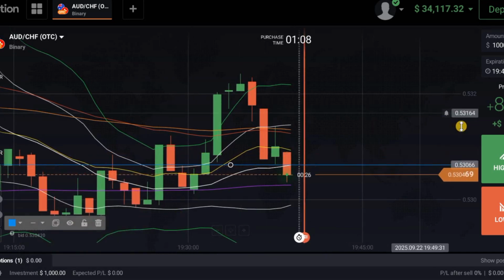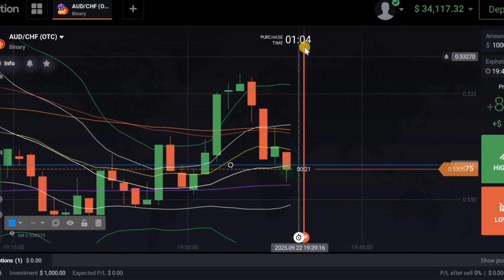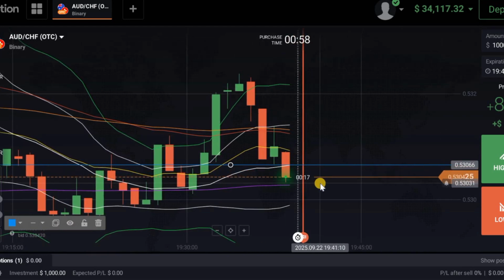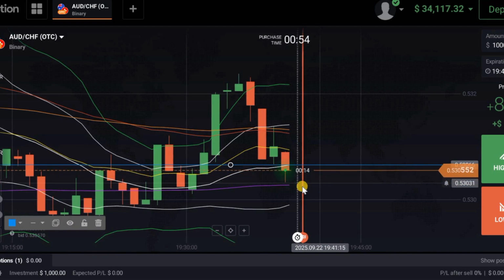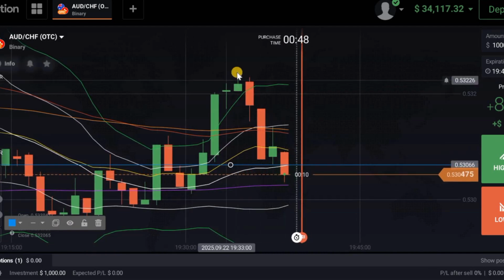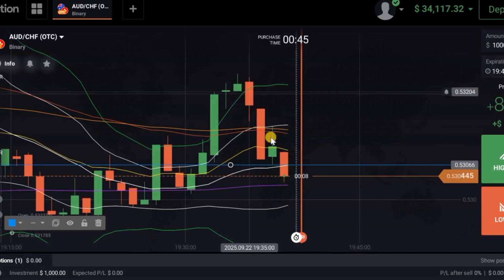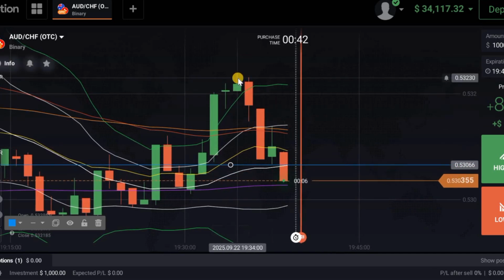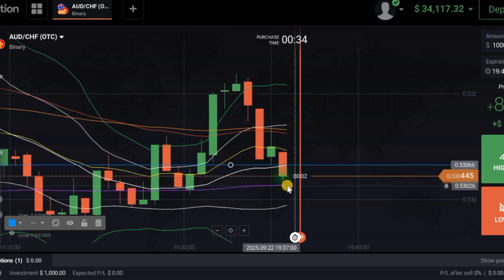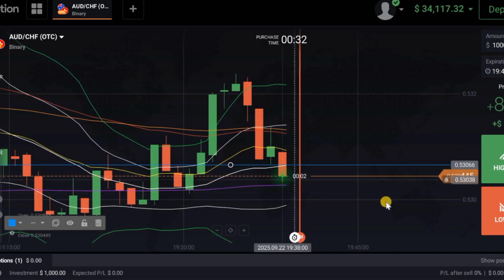What's going on? My network is kind of slow, or I don't know if it's from the broker. But anyway, I think you get the point. So this is a downtrend. You see, this is a downtrend. So it will be best going into the trade in the downward direction. And normally, when you have this flat 200 EMA, it usually drags price down.